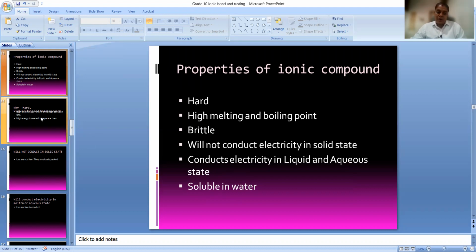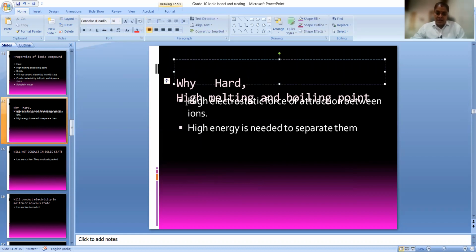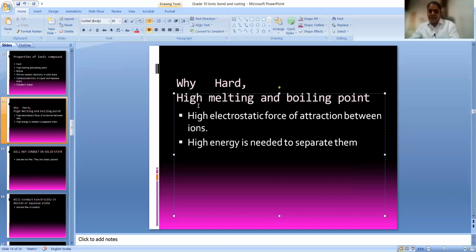Now let us see each property. Why are they hard? What is the reason why they are hard? The answer is they have a high electrostatic force of attraction between ions. They have ions, right? So they are oppositely charged. The force of attraction between these ions is very high, so we need high energy to separate the ions. That is why they are very hard and they have high melting and boiling points.